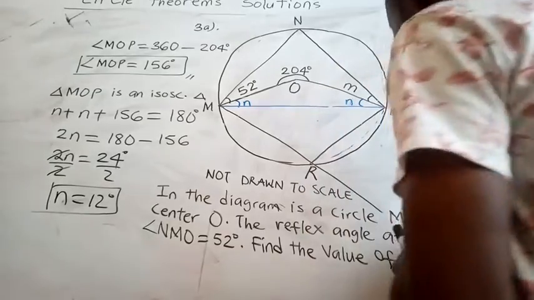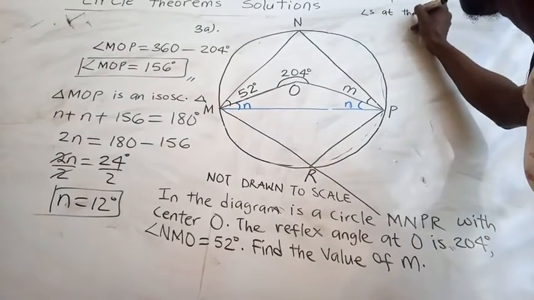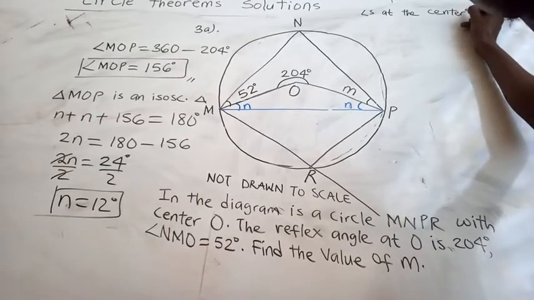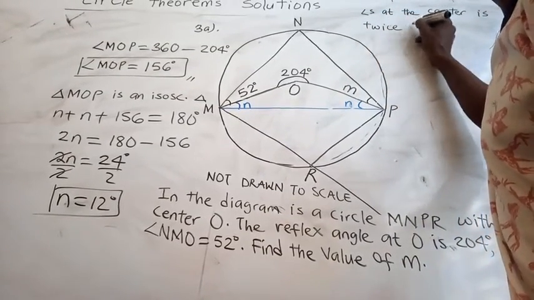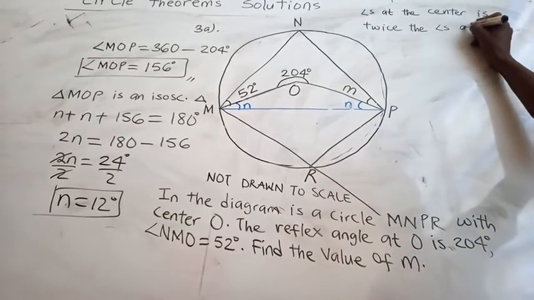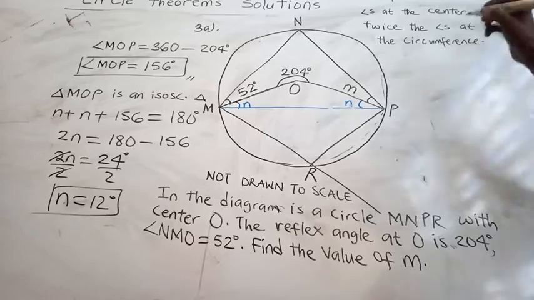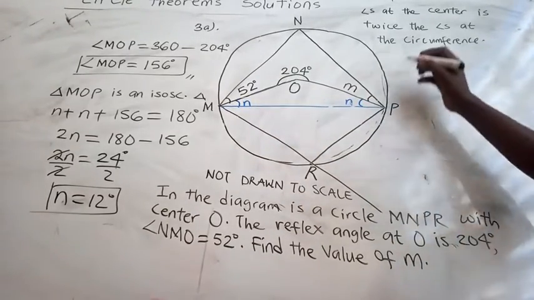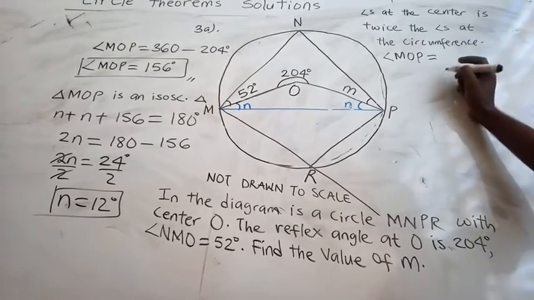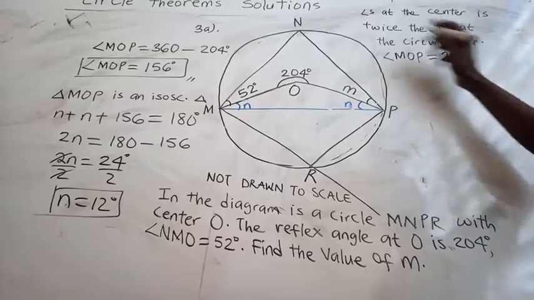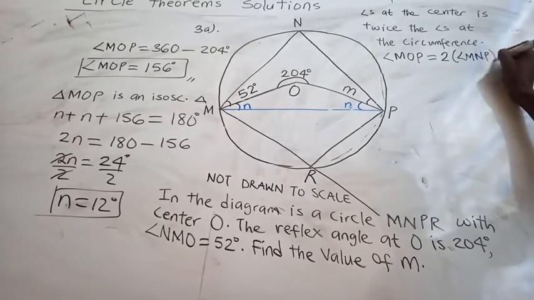So here, we can see that the angle at the center is twice the angle at the circumference. The angle at the center here is given to us as angle MOP. Is means equal, twice means 2. The angle at the circumference here is given to us as angle MNP.